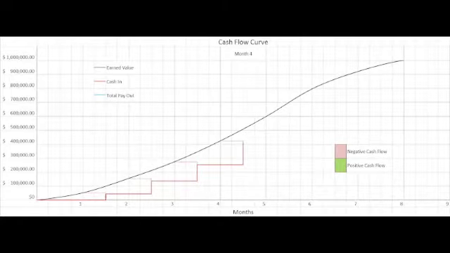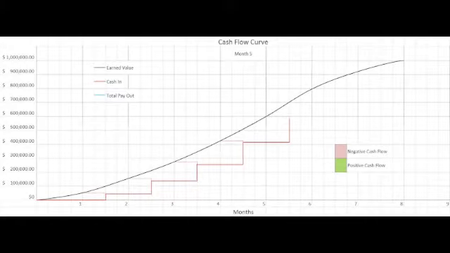Now that you have an understanding of how a cash flow curve works, let's take a quick look at months 3 through 8.